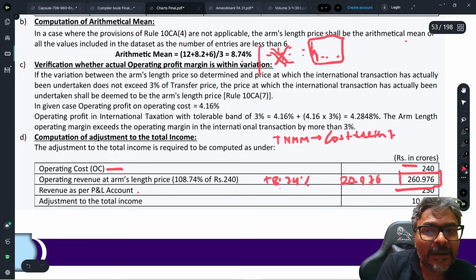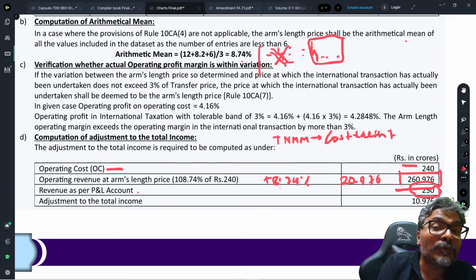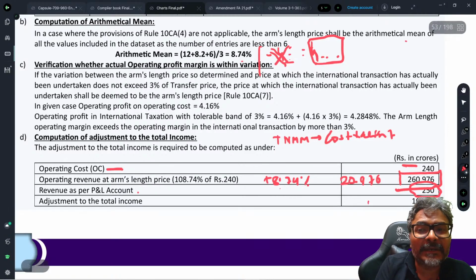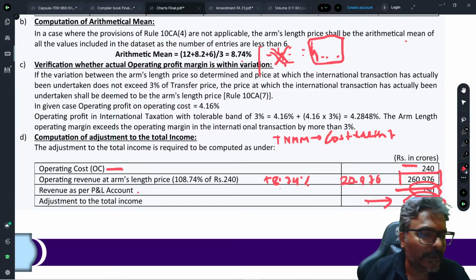As against this, how much is the actual price which I have charged? The actual price, students, that I have charged is only 250. So what would be the transfer pricing adjustment? 10.976. Did you all get this one? This would be my transfer pricing adjustment. I hope that every one of you is clear with this.